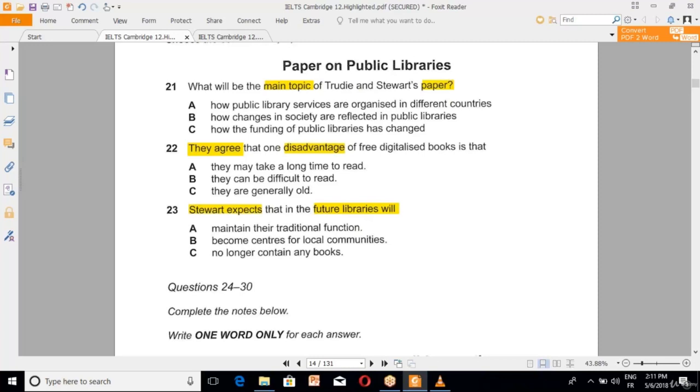For 21, we're listening for the main topic of the paper. For 22, we're listening for the disadvantage they agree on. For 23, we're listening for what Stewart expects. Right now, you're expected to know the difference between male and female names. I understand that it may not be your culture, but you have to know that Stewart is a man's name. Because in a conversation, if they say Stewart expects, there's probably going to be a conversation between a man and a woman. You have to know that Stewart is a male name.